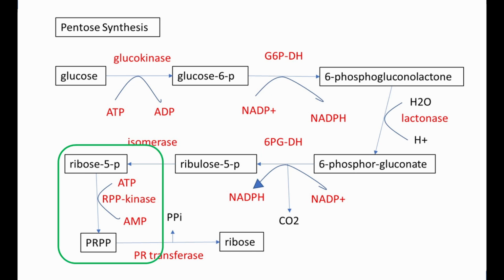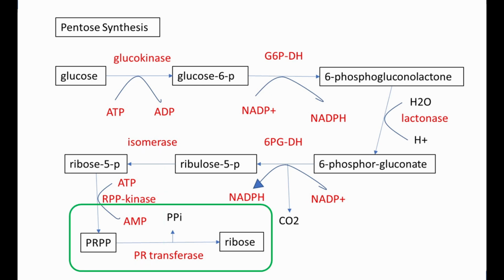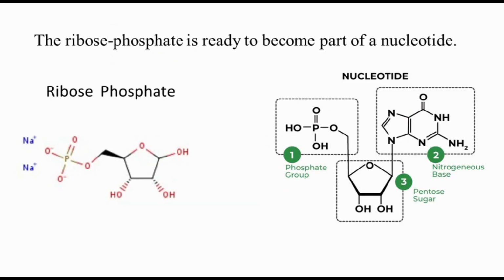In step 6, the enzyme RPP kinase uses an ATP into an AMP reaction to add 2 phosphates to ribose 5-P and wrap the PRPP molecule formed into a 5-carbon pentose ring with 3 phosphates chained onto the 5' carbon. In step 7, the enzyme PR transferase strips 2 phosphates from PRPP to convert it into a ribose with 1 phosphate. The ribose phosphate is ready to become part of a nucleotide.